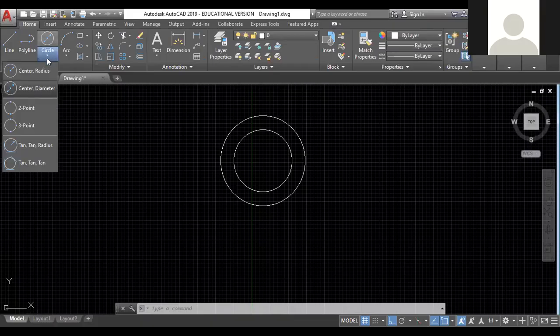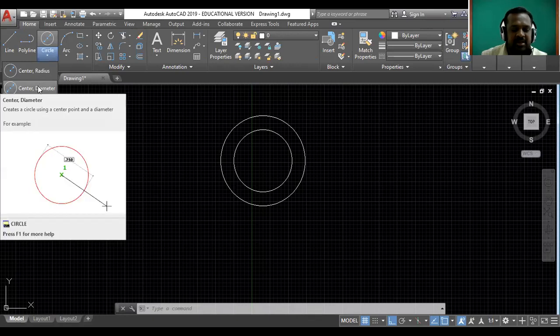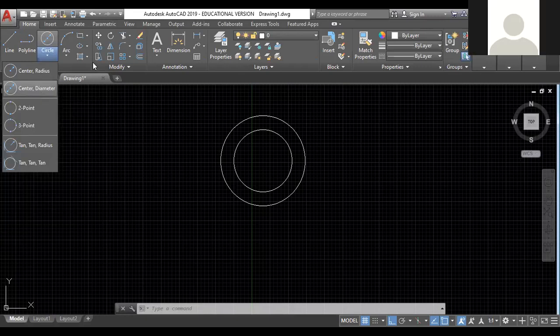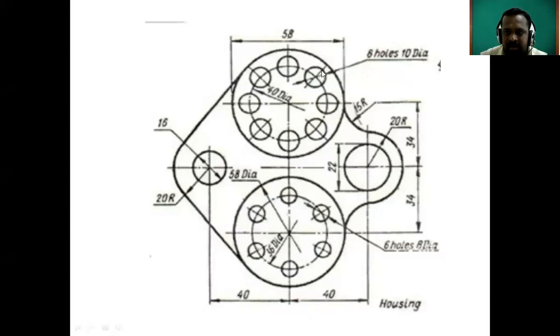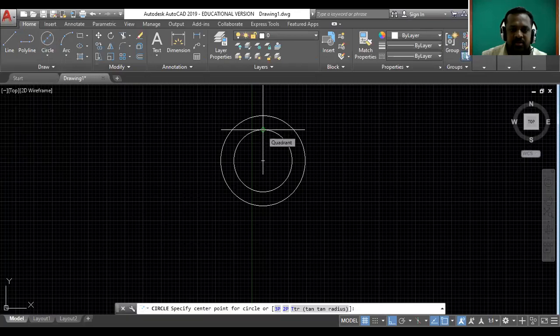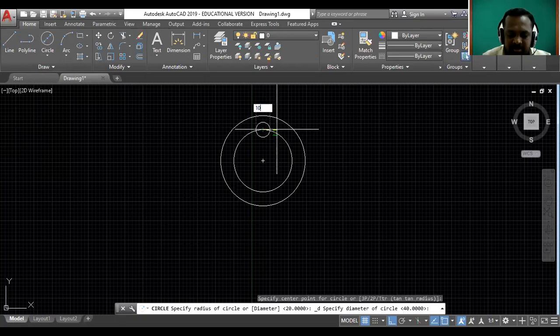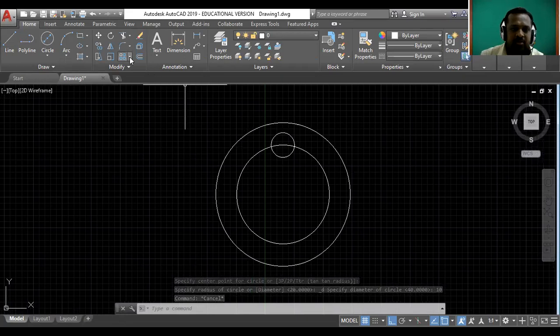Okay, go to the circle, select the diameter of circle. Diameter of circle is given of that small circle. Small circle, what is the diameter? Okay, 10 diameter. Then select the diameter circle. Here we have to draw a circle of 10 mm. Enter. Okay.